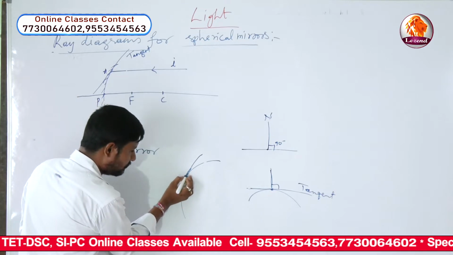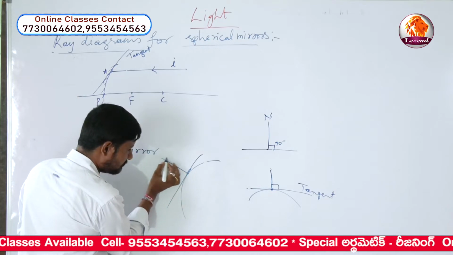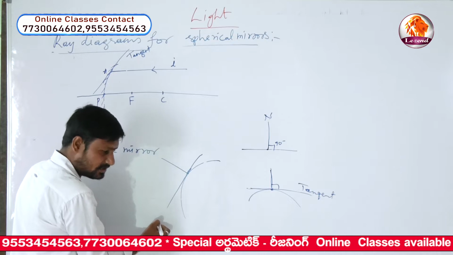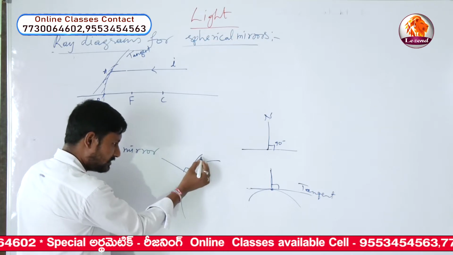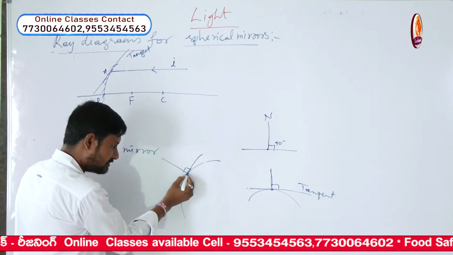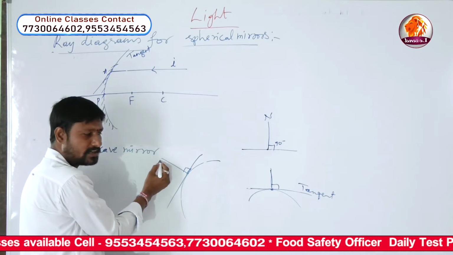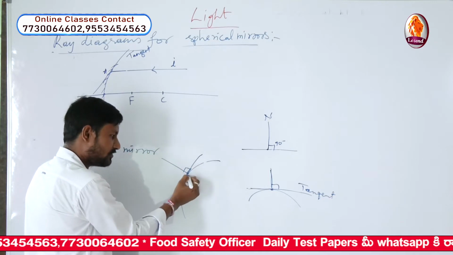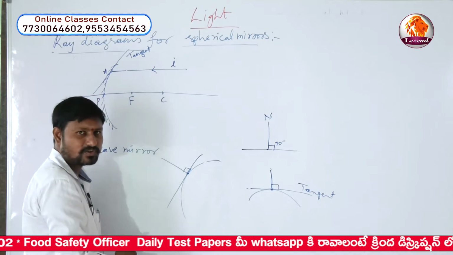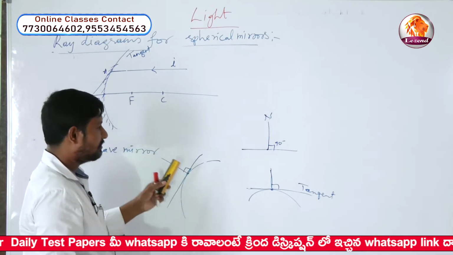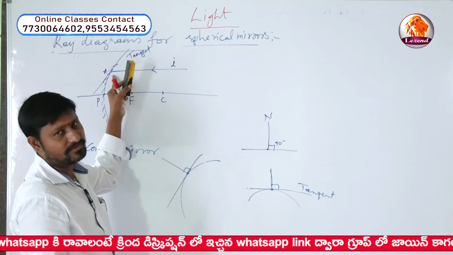And now we should draw the normal like this. With respect to this tangent, we have to draw the perpendicular. For this tangent, we should draw the normal, the perpendicular line. This itself will behave like a normal at this point. So this is the way of drawing the normal for the given point of incidence on the mirror.